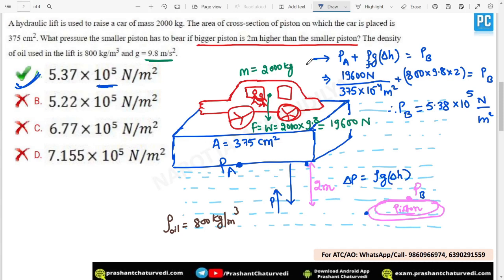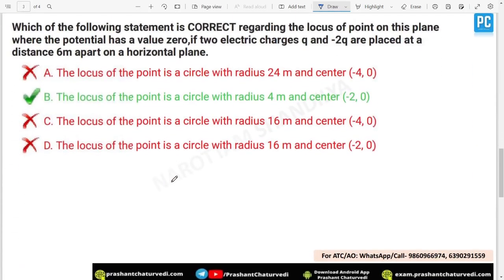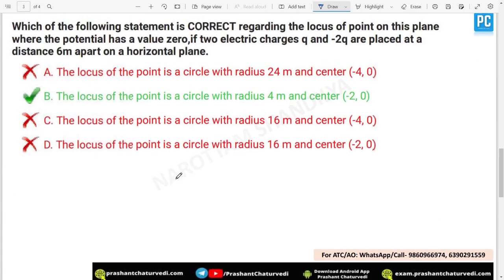Only in the video lecture I had told you these concepts, not only with respect to this, even with respect to surface tension also I had told you. So I hope you got these particular things. Okay, now next question.